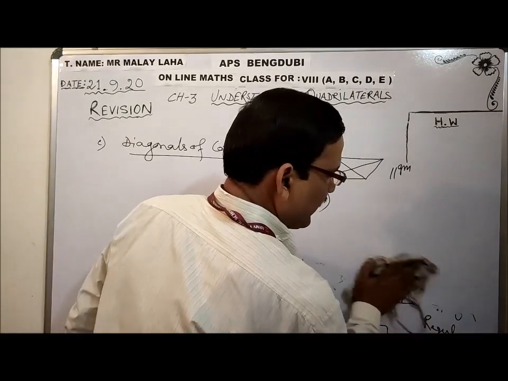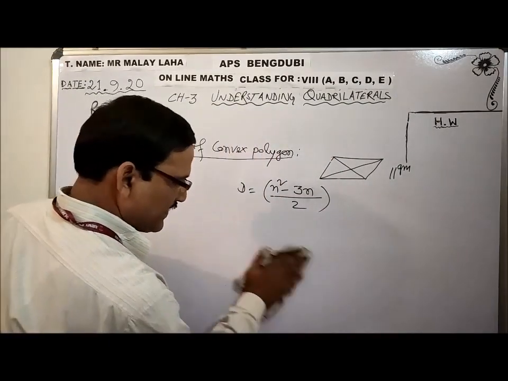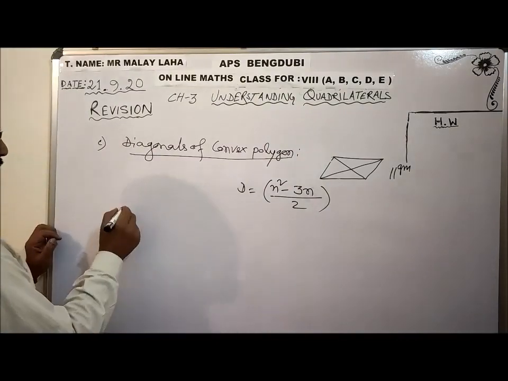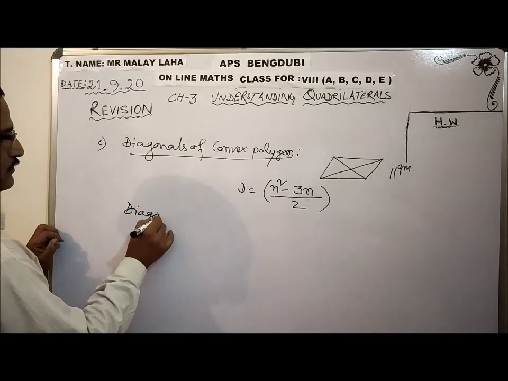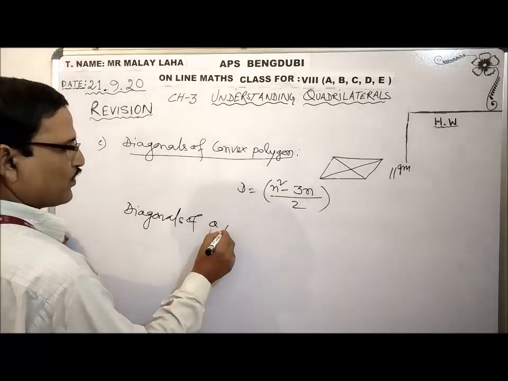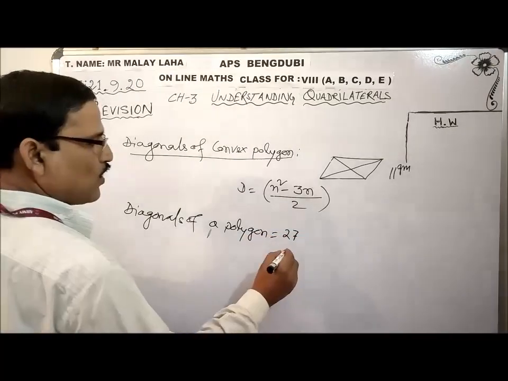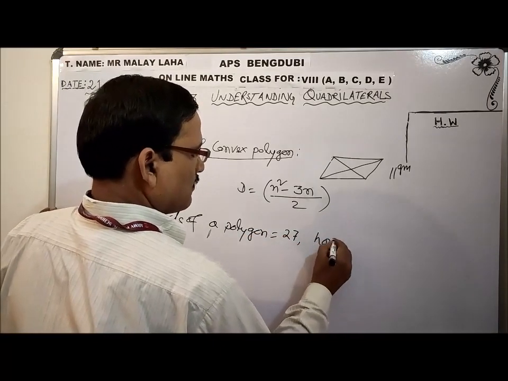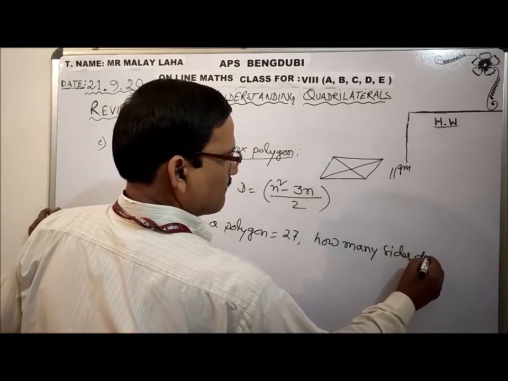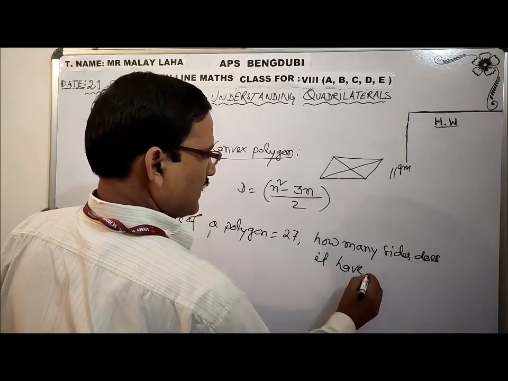Okay. So get the idea of how to find, if I say the number of diagonals of a polygon is equal to 27, how can we identify how many sides it has? How many sides does it have?